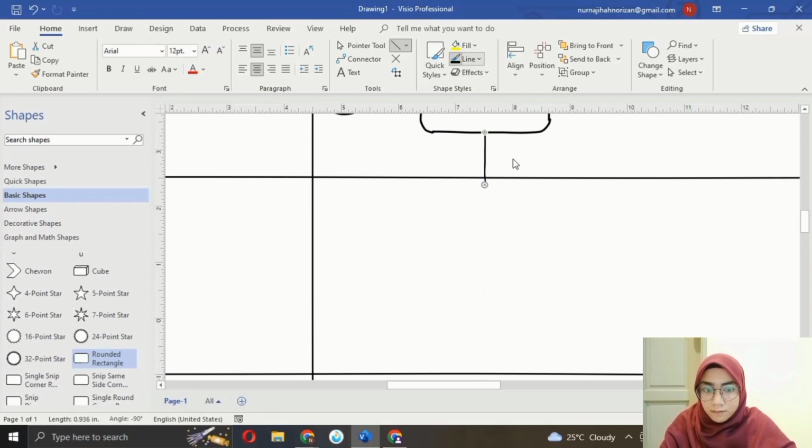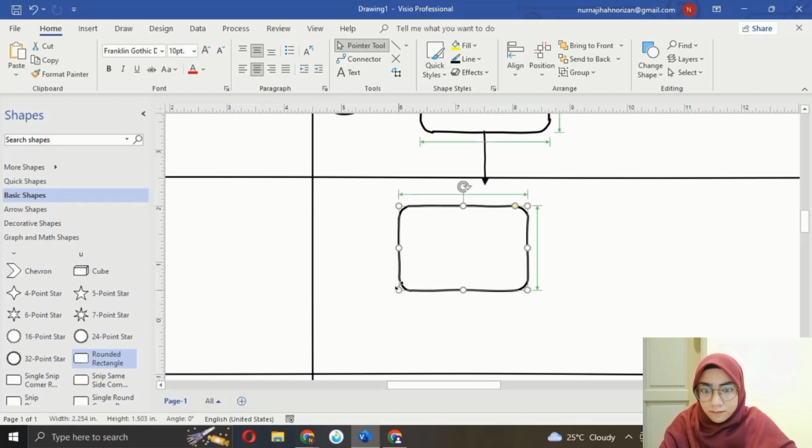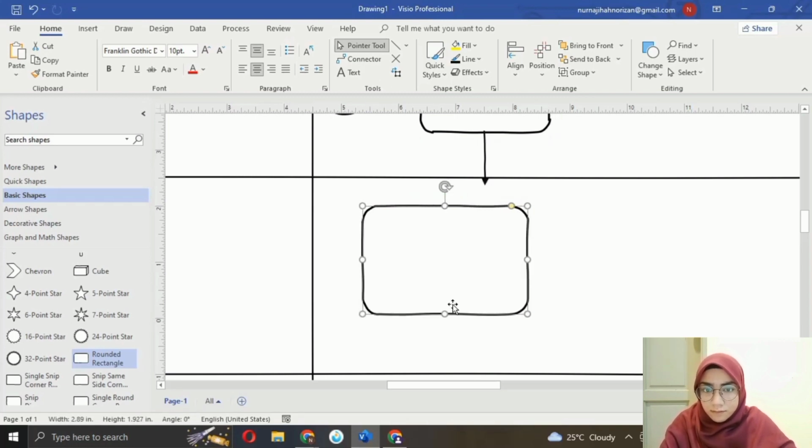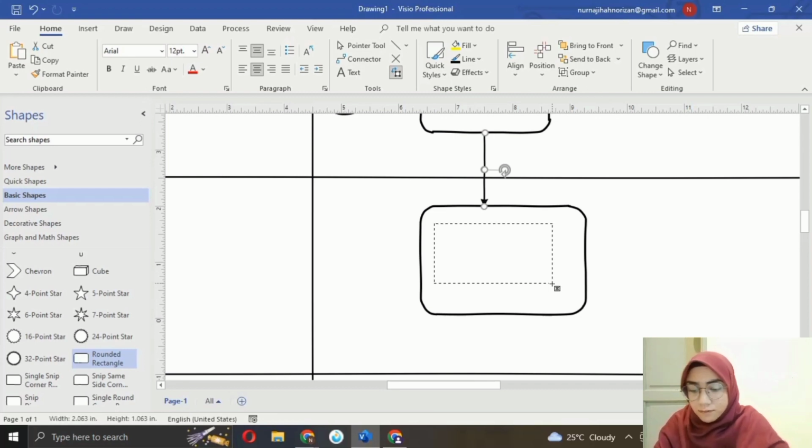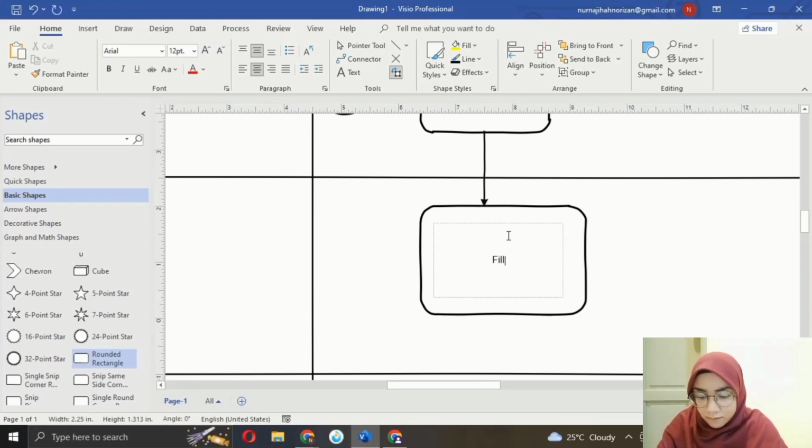Next, from this rectangle we use another arrow to show the process going down and make another rectangle. The explanation in this rectangle is fill orders, authorize delivery, ship goods.